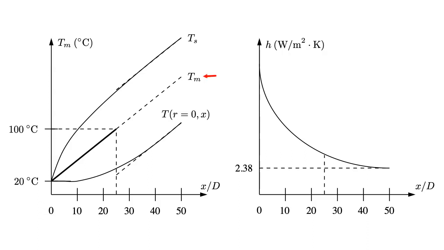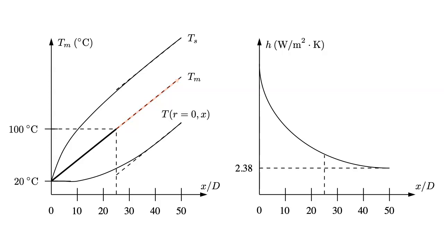First, for the mean temperature, we indicate that for constant surface heat flux, it will increase linearly throughout. For this case in particular, the mean temperature will go from 20 to 100 degrees Celsius from the entrance to 25.6 diameters downstream. If we continue adding heat at this rate to additional pipe, the mean temperature would continue to increase linearly.